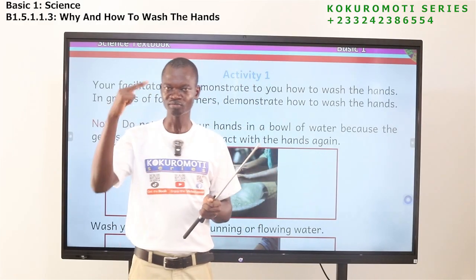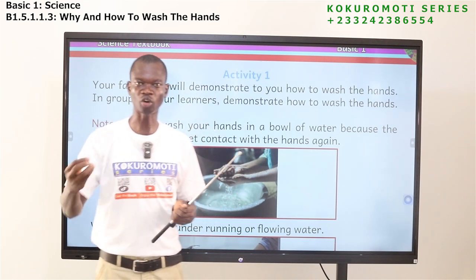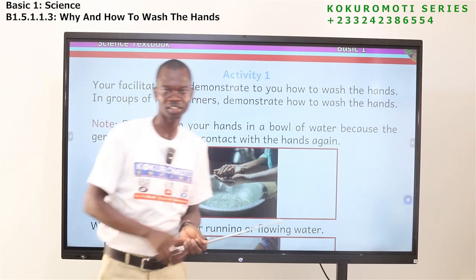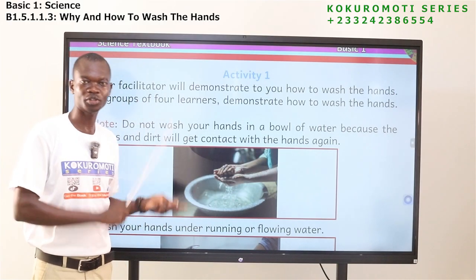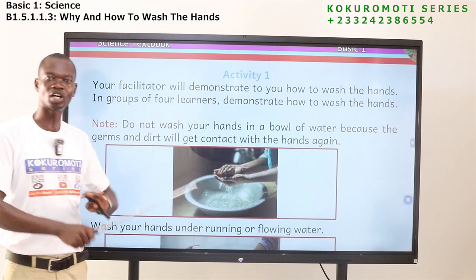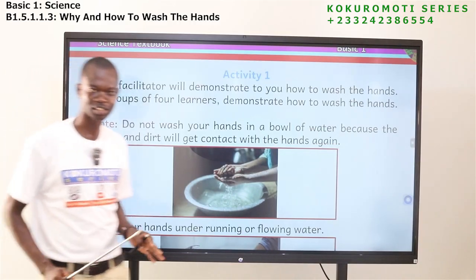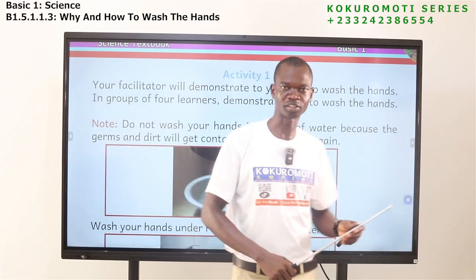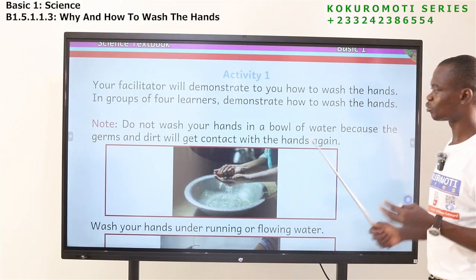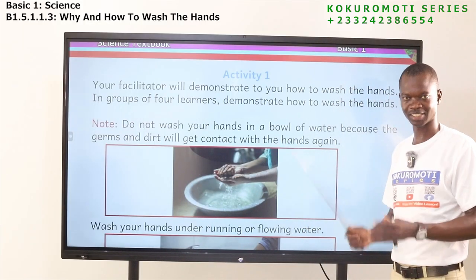Make sure there is running water that your mother or your father will pour on your hands. Make sure your liquid soap is there, if you don't have soap. Make sure you have a napkin, or if you have a handkerchief, make sure your handkerchief or your napkin is there. And then do it for them to see how hand washing is done.